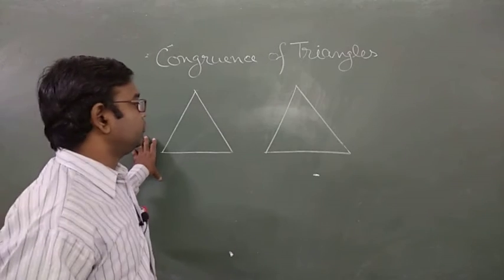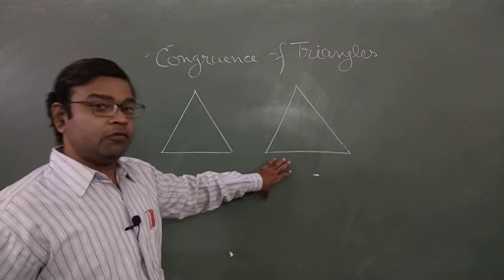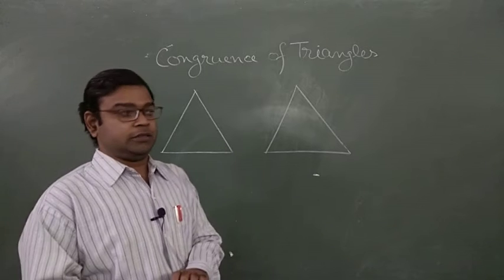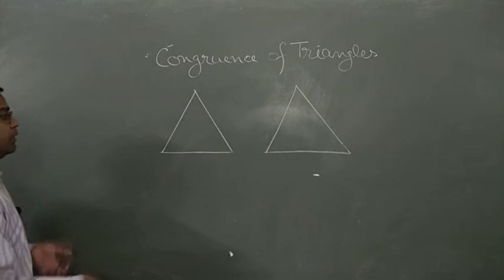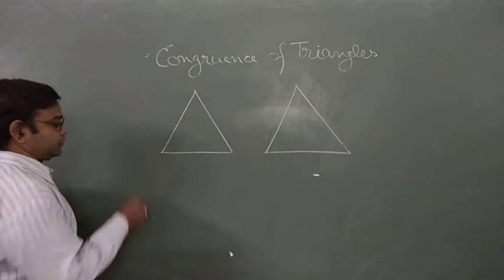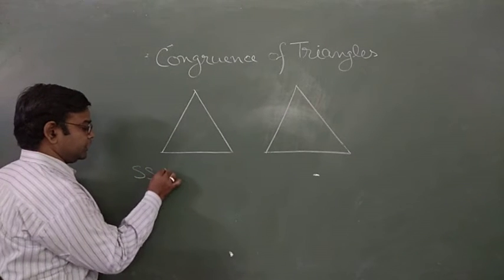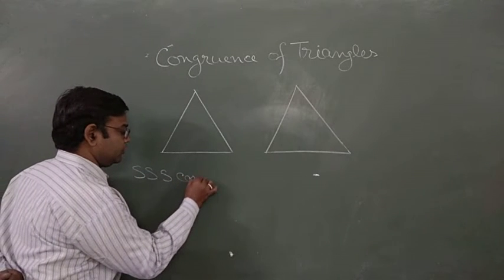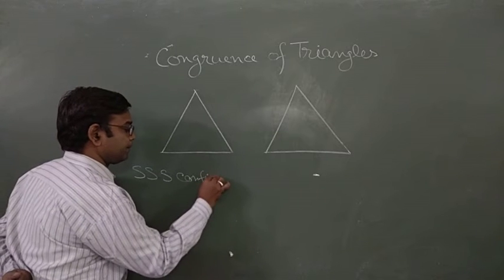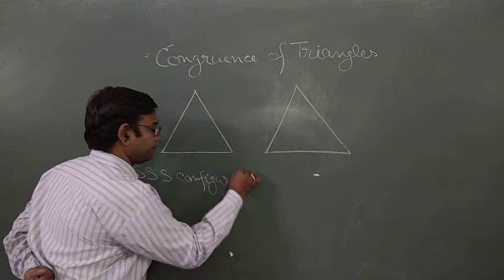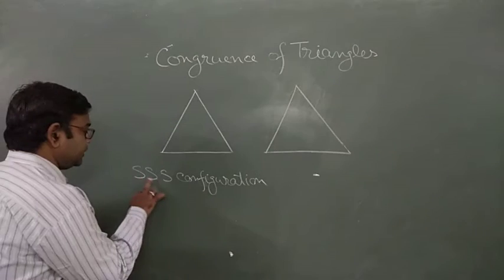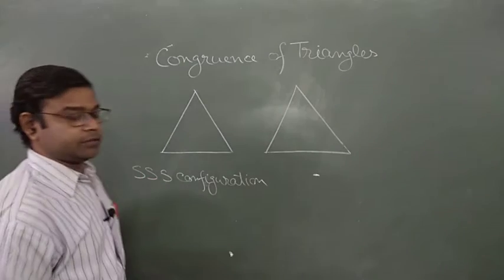For the proof that two triangles are congruent, we need some properties, some conditions. There are some conditions, so one by one we discuss. The first is your triple S configuration. What does this one say? This says that S, these three stand for sides.